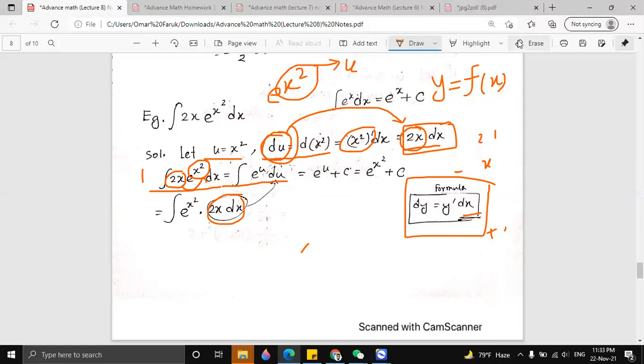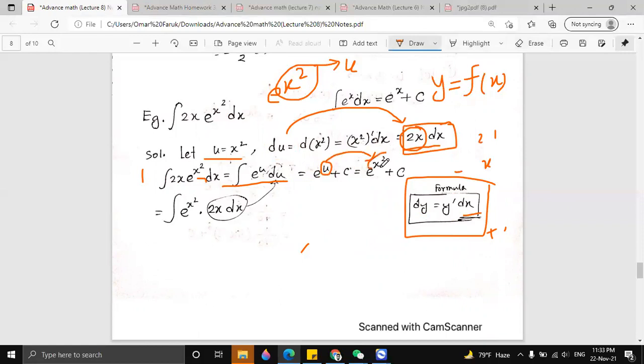And if you calculate the value, we know that integration of e to the power x is e to the power x. So integration of e to the power u will also be e to the power u. E to the power u plus c, okay? And then we just substitute u here. We substitute u here, okay?